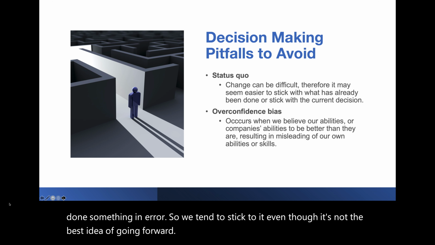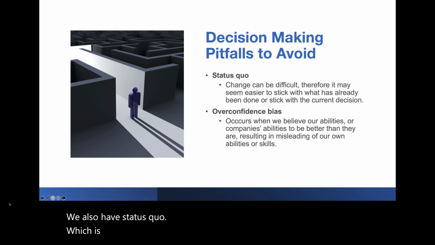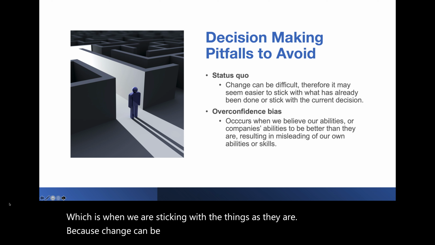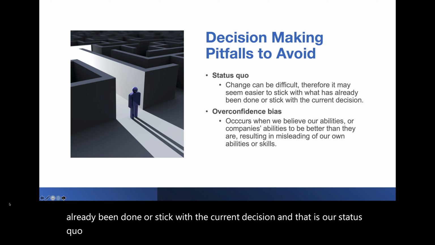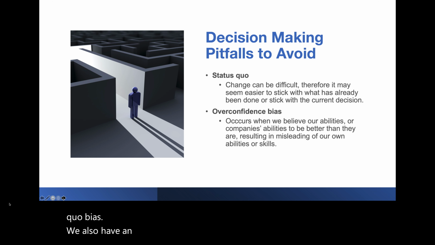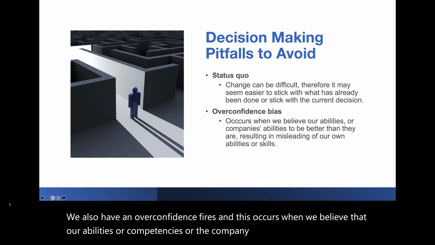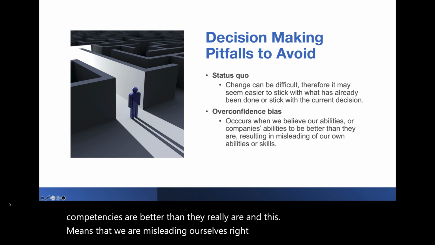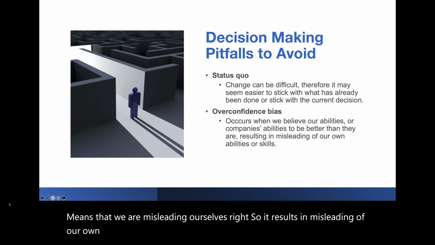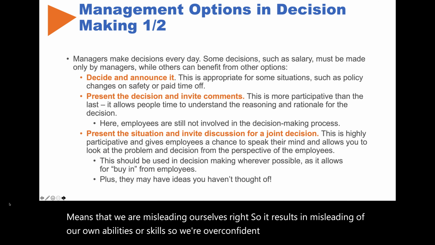We also have status quo, which is when we are sticking with things as they are. Because change can be difficult, it might seem easier to stick with what has already been done or stick with the current decision, and that is our status quo bias. We also have an overconfidence bias, and this occurs when we believe that our abilities or our competencies, or the company we work for, their abilities or competencies, are better than they really are. And this means that we are misleading ourselves, right? So it results in misleading of our own abilities or skills. So we're overconfident, which probably means we're not going to be doing as well as we could.